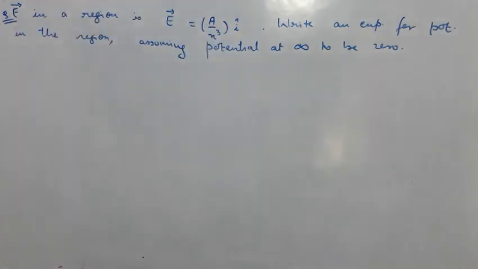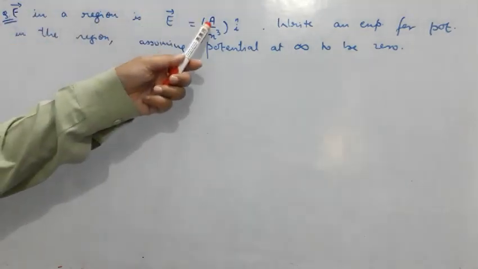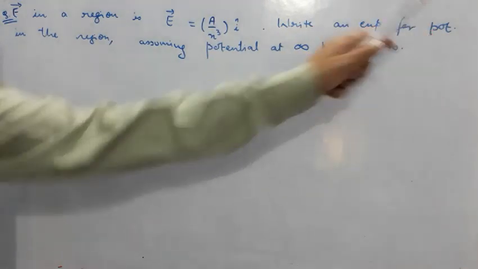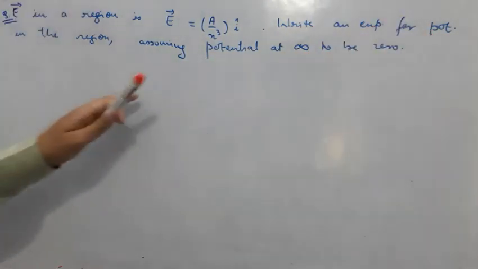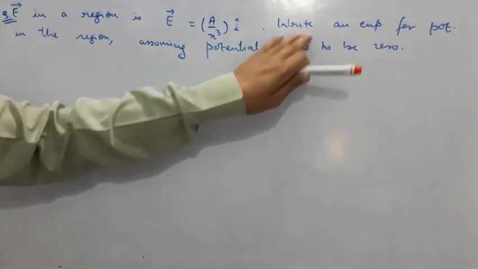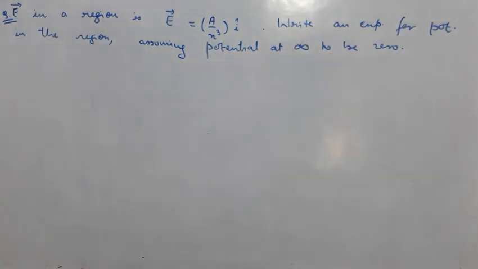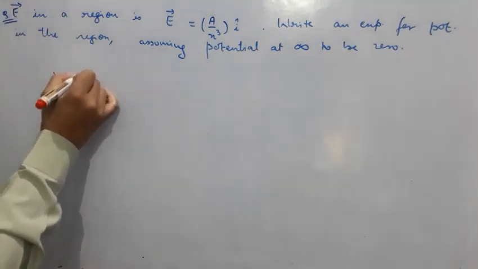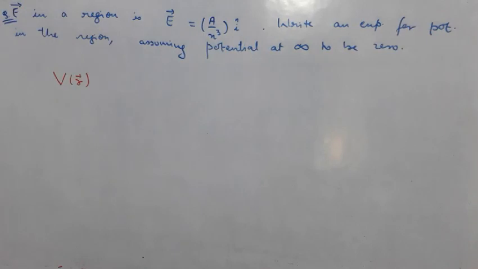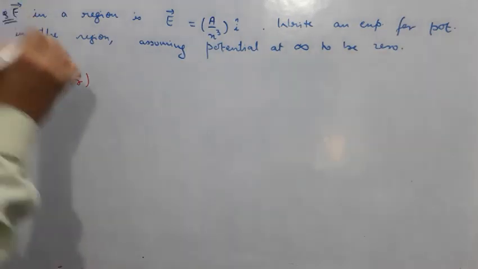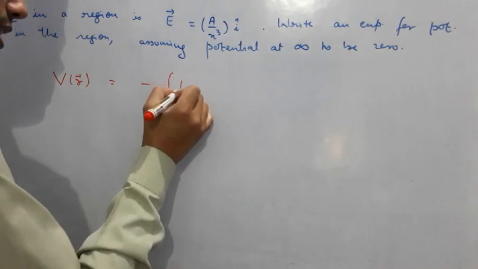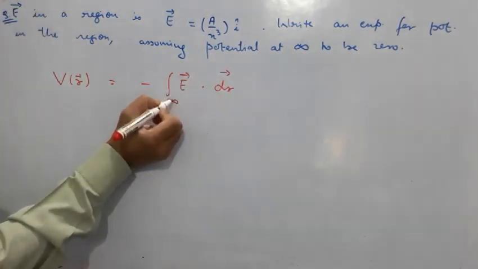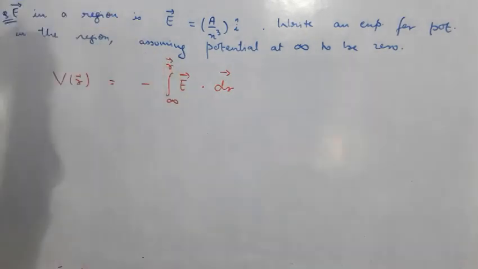A is some constant. If we are given electric field in a region, question is this, that you have to write an expression for electrostatic potential in this region, assuming the potential at infinity to be 0. This is our convention. Potential at infinity we take as 0. So I have discussed, students, that potential at some position, let that position have position vector r vector, is given as minus integration of E dot dr from infinity to given position.